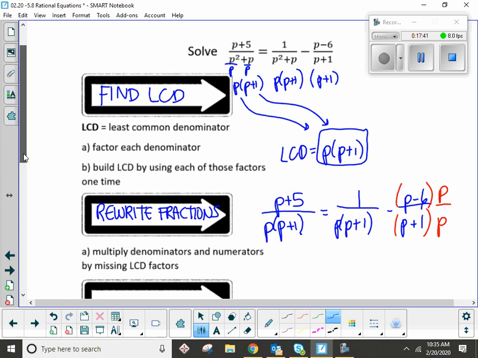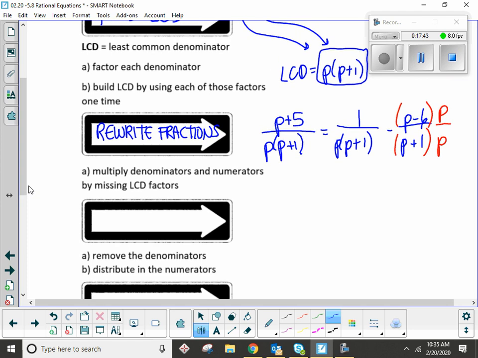Jackson, read the next arrow for us from the front of your notes, please. Okay, clear the denominators. Thank you.